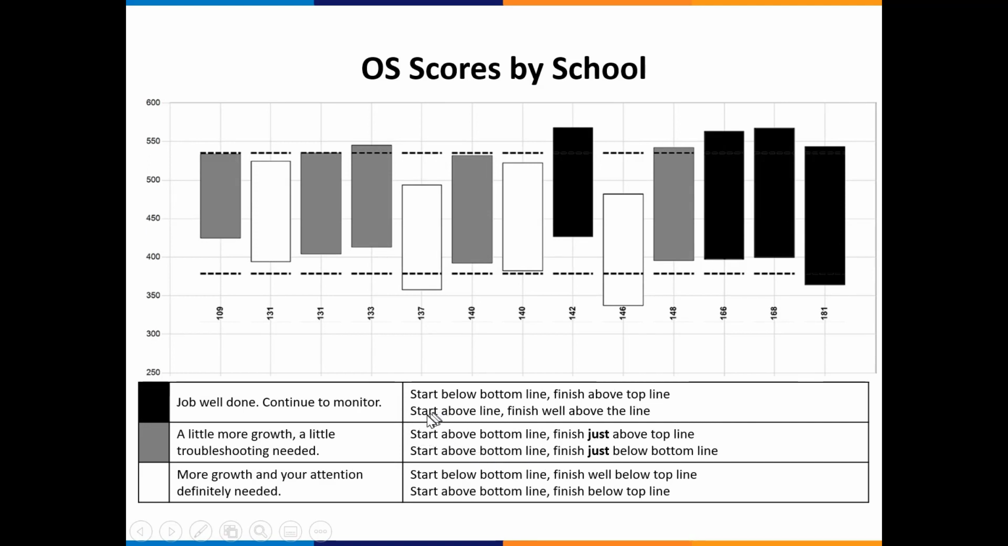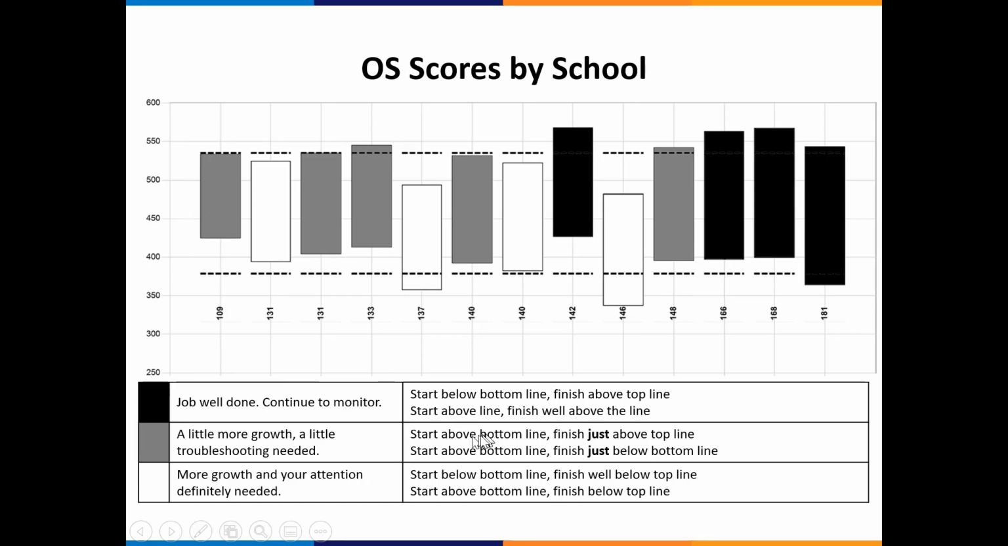I'm also saying it's schools that start above the bottom line. So like this school is starting way above the bottom line and finishes well above the top line. So it finishes way here. Even though our students are starting real high, they also finish real high. These gray bar schools, I am just calling a little more growth, a little troubleshooting needed. So schools that look like they probably need a little more growth.